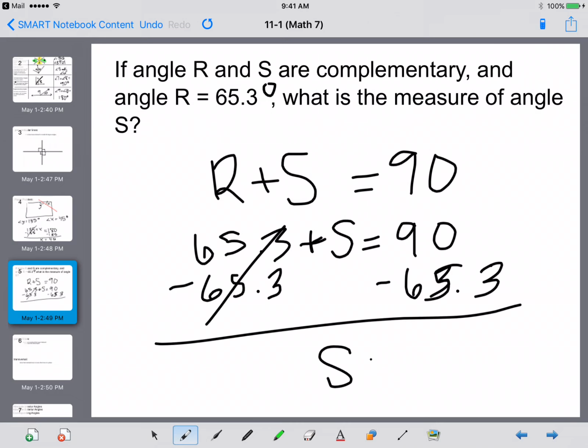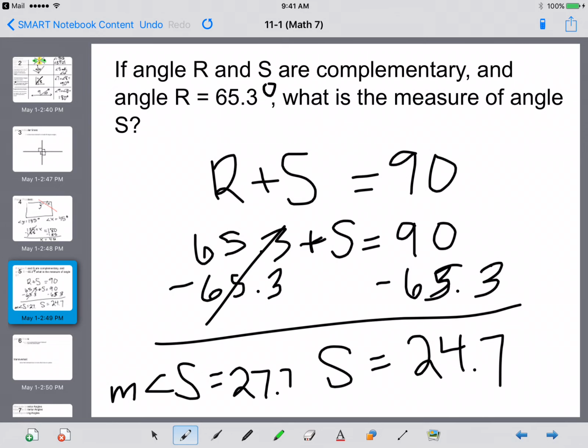We cancel out and end up with S equals, let me get my calculator so I make sure I don't tell you the wrong thing, 90 minus 65.3 to get 24.7. So the measure of angle S equals 24.7 degrees. That's the most perfect way that you can write it, having that little M there to tell you it's the measure.